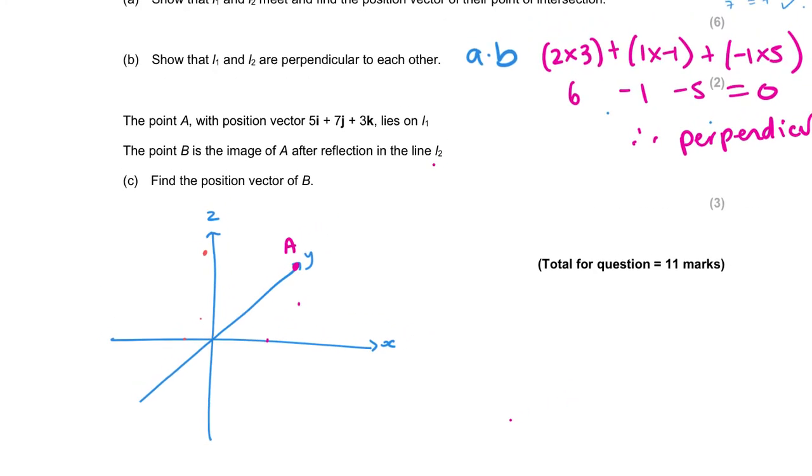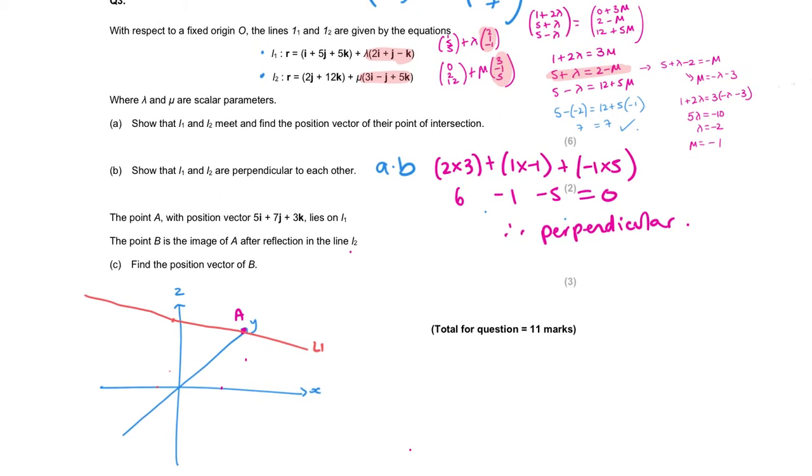And that lies on one of the lines. So if they cross here, this is not to scale at all, but just from my imagination, I'm going to say that this is L1, because A lies on L1. We know when they cross, they're perpendicular. So I'm going to imagine, there we go, this is my right angle, they're perpendicular. And this is my line L2. Remember this is A, (5, 7, 3).